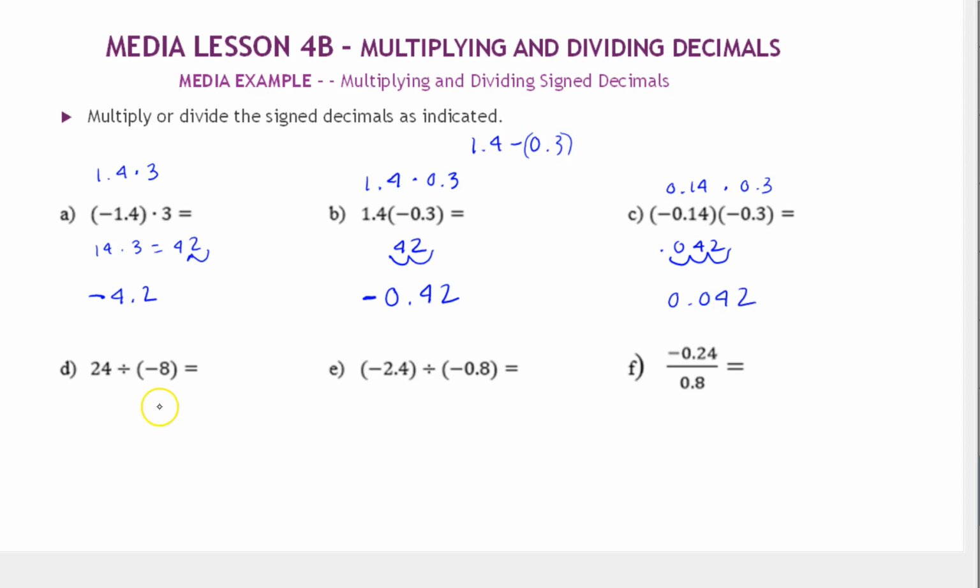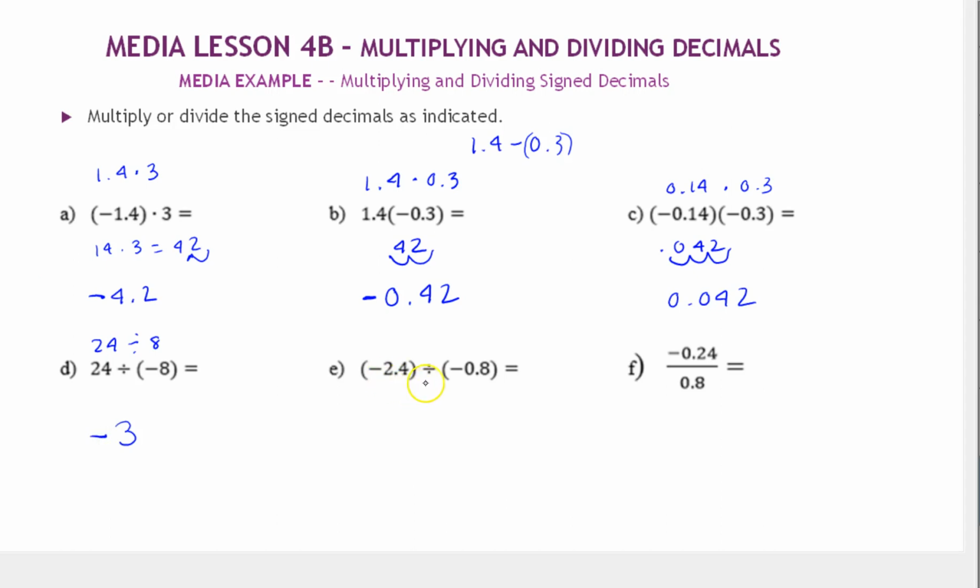Now let's look at the division. So first we're going to divide as if they're both positive. So 24 divided by 8, well, we know that's 3. Since one is positive and one is negative, since these aren't factors because we're using division, so the dividend is positive, the divisor is negative. So one of these is negative, which means the quotient is negative.